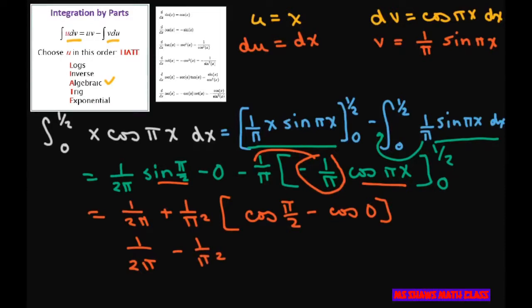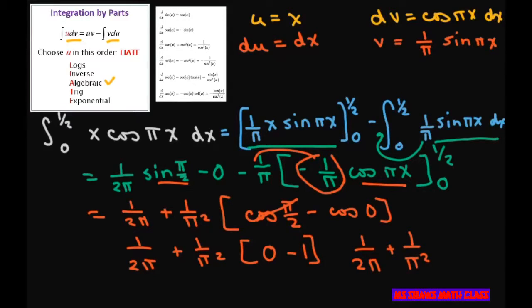So that gives you 1 divided by 2 pi minus 1 divided by pi squared times, and cosine of pi over 2 is just 0, and this cosine of 0 is just 1. So it's going to be negative 1. So what you're going to end up getting, with this negative, is 1 divided by 2 pi plus 1 divided by pi squared.